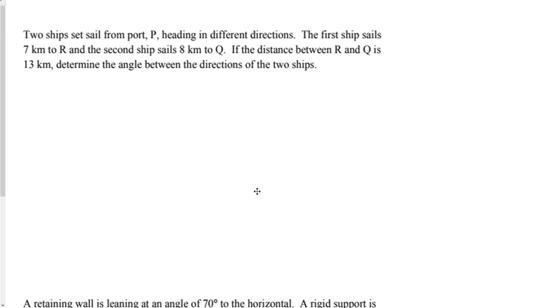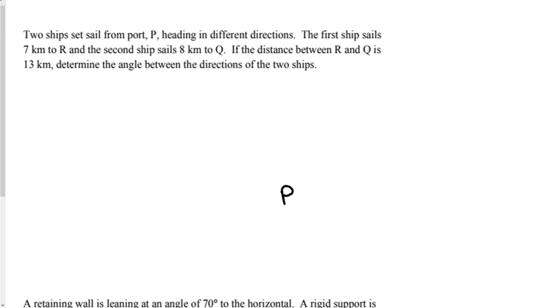All right, so let's look at this word problem here. We have 2 ships set sail from port P. The first ship sails 7 kilometers to point R, and the second ship sails 8 kilometers to point Q. The distance between R and Q is 13 kilometers. Determine the angle between the direction of the 2 ships.